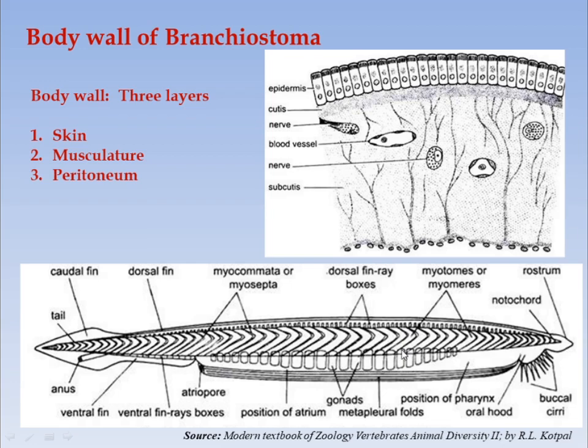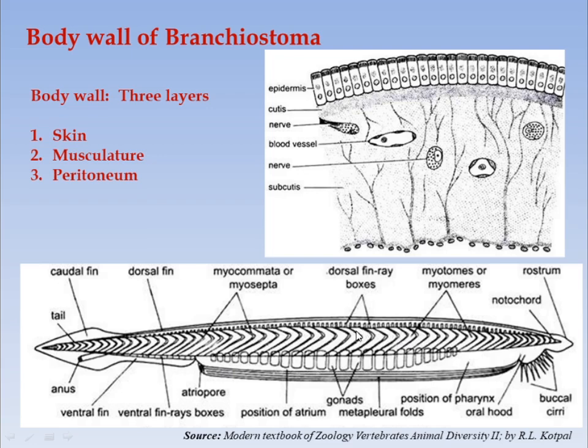Now, the function of myotomes is the lateral undulating movement of the body, as they can be twisted sideways rapidly. So these help the branchiostoma during lateral undulating movement.